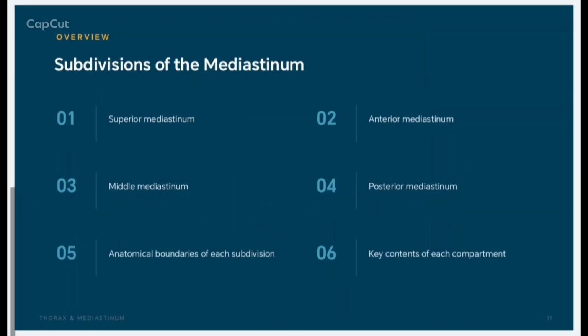To make the study of the mediastinum manageable, we divide it into specific subdivisions. These are the superior mediastinum and the three parts of the inferior mediastinum: the anterior, middle, and posterior mediastinum. Each of these subdivisions has specific anatomical boundaries and contains unique structures. In the coming slides, we will break down the boundaries for each subdivision and list the key contents found within them. This systematic approach allows clinicians to localize pathology based on its position within these imaginary but anatomically significant borders.